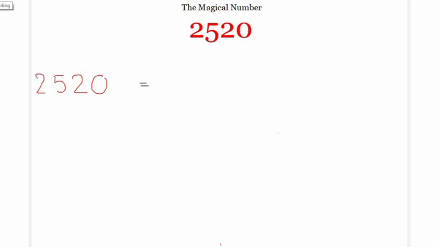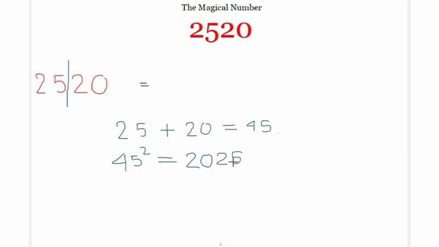Finally, if we divide the number into two parts like 25 and 20, then what is the sum of the numbers thus formed? One is 25, another one is 20, their sum is 45. Now if we square 45, so 45 square is equal to 2025, and it is just a permutation of the digits of the number 2520.